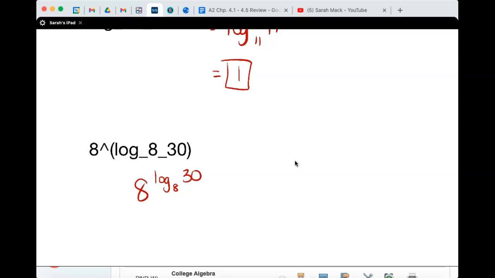This is another inverse one, but if you ever have the same base and same logarithm, they just cancel. So this 8 to the log base 8 goes away. The whole thing is in the exponent, 8 to the log base 8 exponent. This is equal to 30, because the 8 as base and log base 8 cancel.